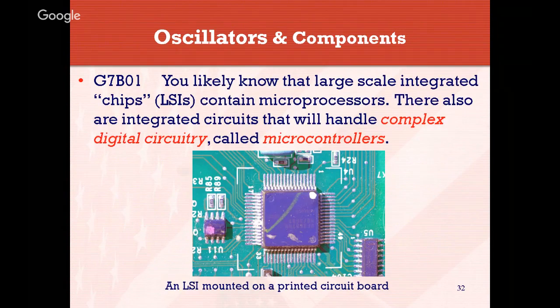Whoa, look at this. Complex digital circuitry are called microcontrollers. So here is a picture of a large scale integrated circuit mounted on a printed circuit board. That would be your processor, and it probably contains a whole lot of complex circuitry to give you all the features that you need in your radio or computer or whatever.